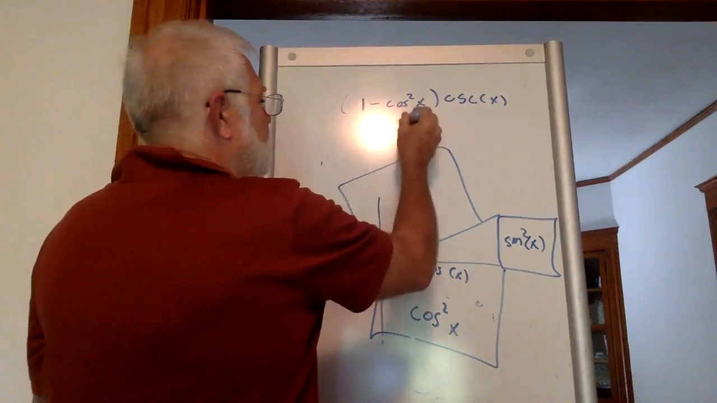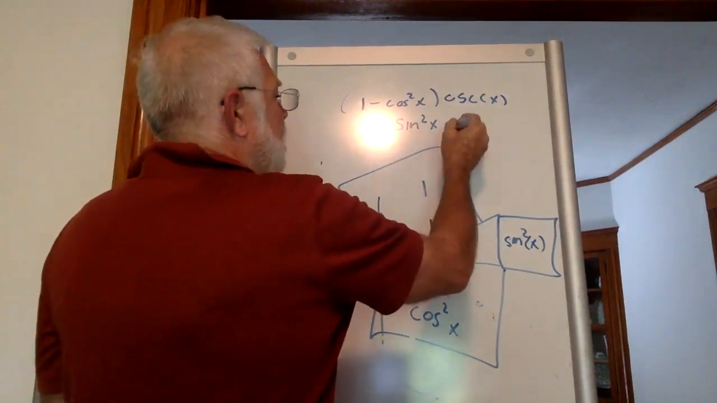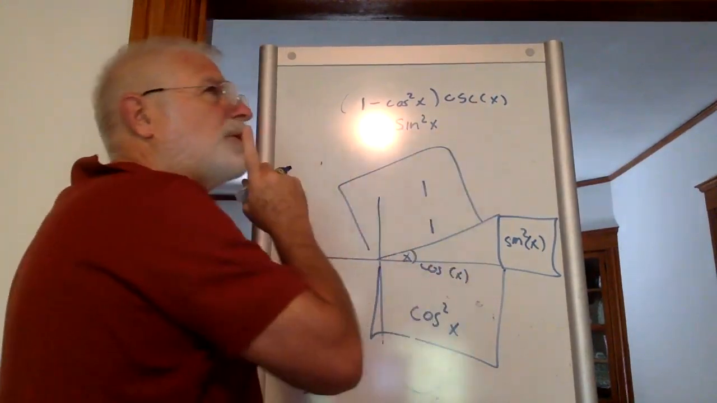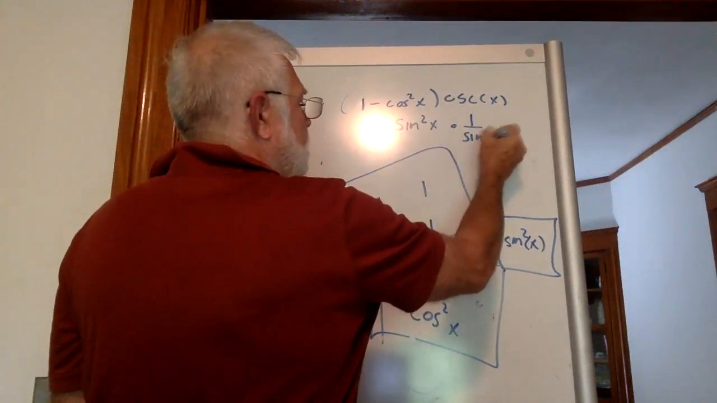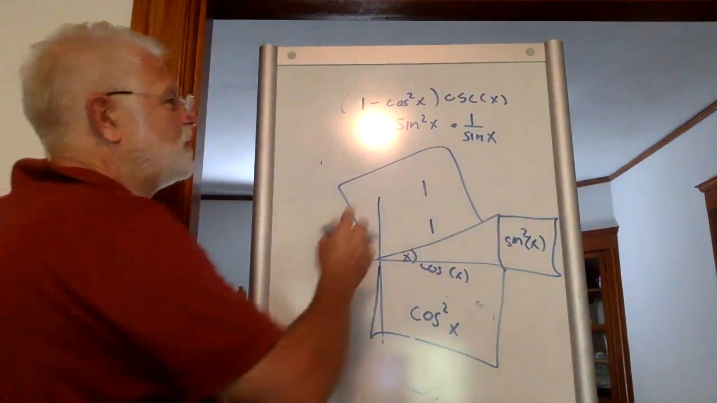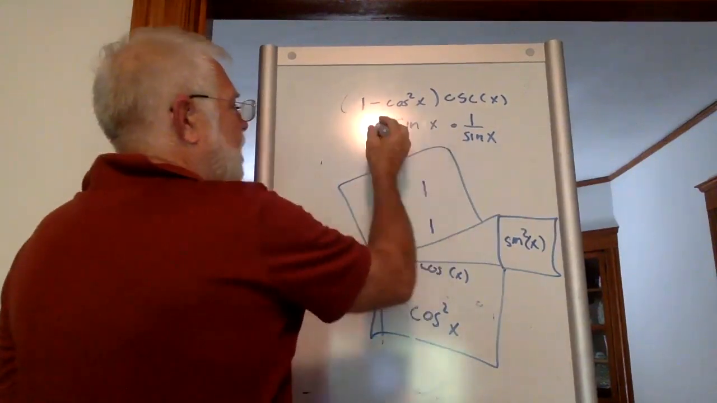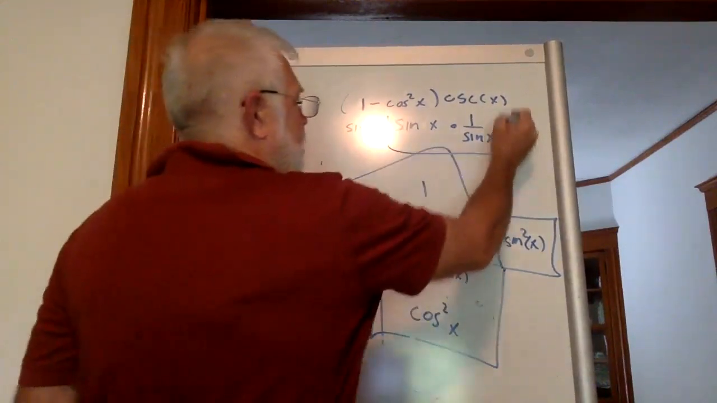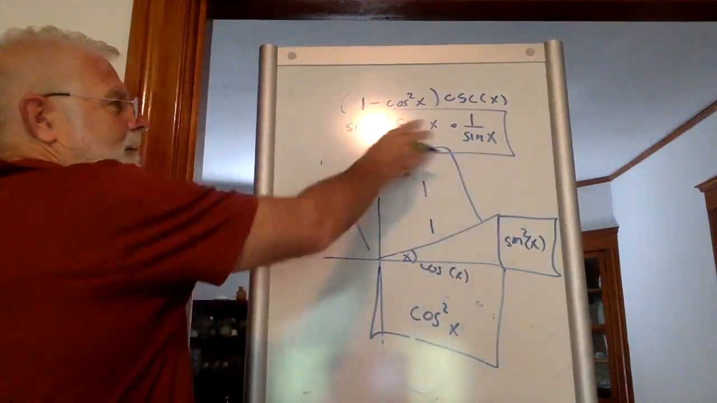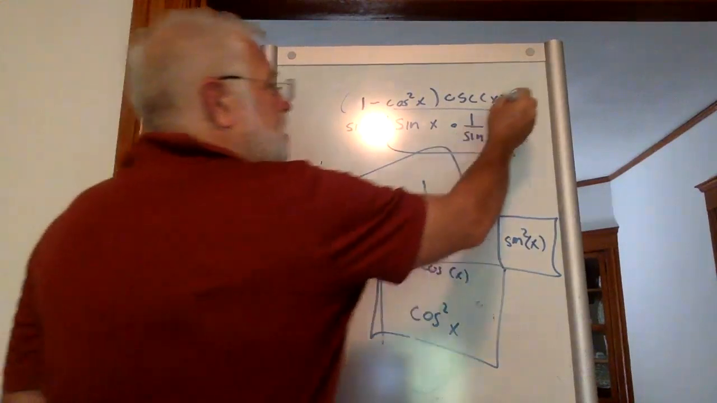So this is sine squared x times cosecant. Well, let's see, that's the reciprocal of sine. This must mean that sine squared x is sine x times sine x. Well, I know what that is. That's 1. So this thing was equal to sine x.